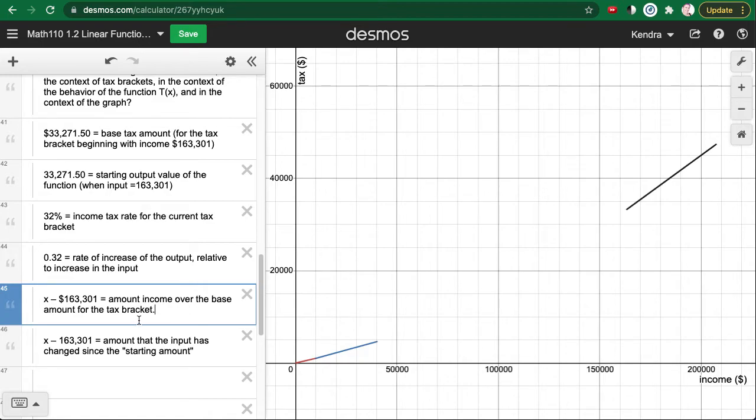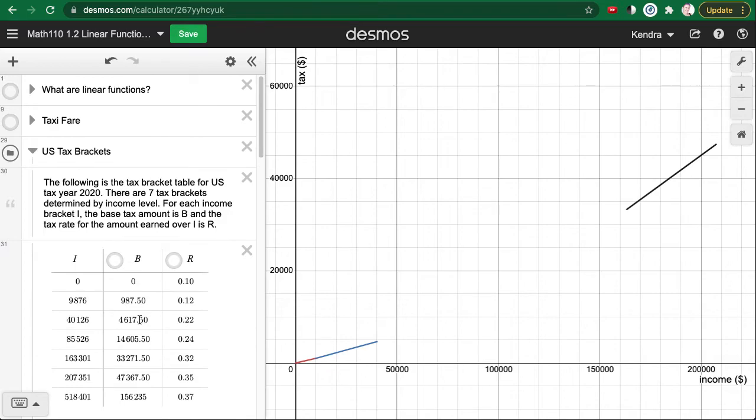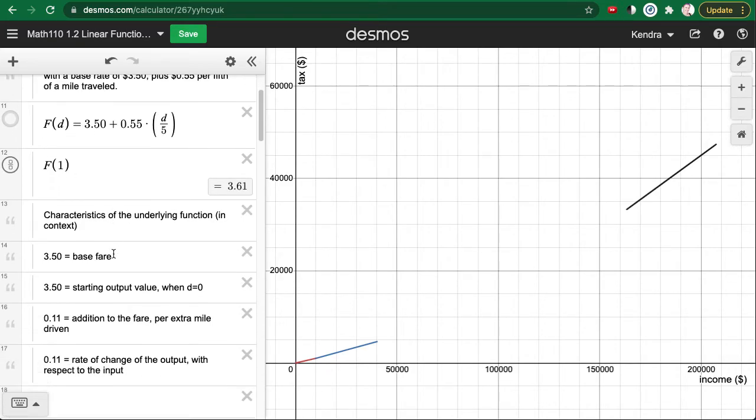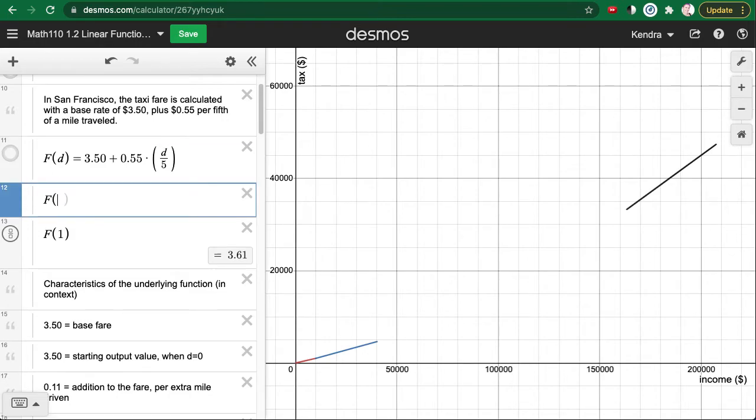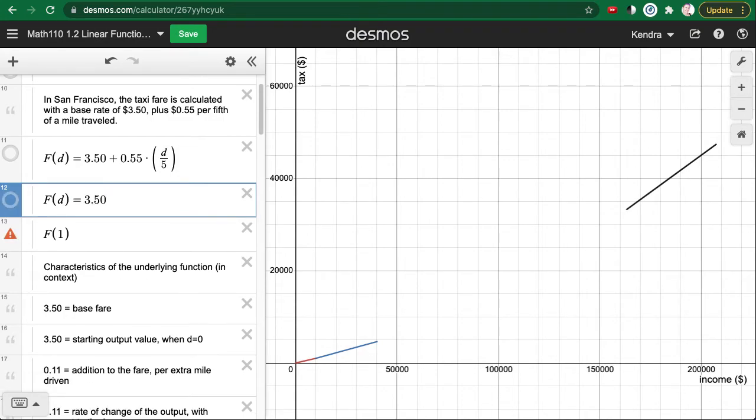Okay. So looking back at the taxi example, what we had is, and we could have called this f of d equals 350 plus 0.11 d. And so our base fare was 350. That's the starting output where the input equals 0. And then this is the rate of change of the output with respect to the input.